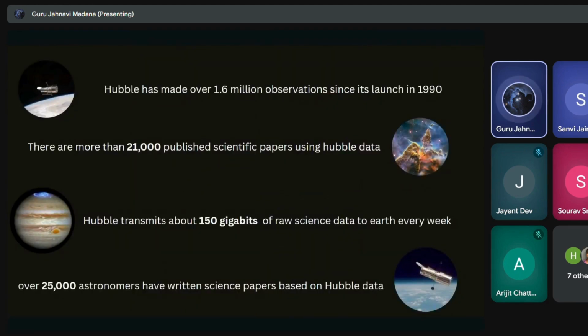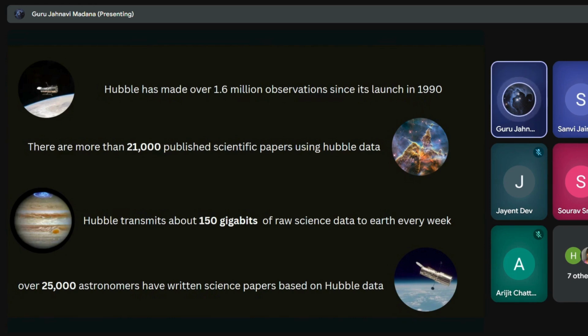Hubble has made over 1.6 million observations since its launch in 1990. There are more than 21,000 published scientific papers using Hubble data. Hubble transmits about 150 gigabits of raw science data to Earth every week. Over 25,000 astronomers have written science papers based on Hubble data. It proved the expanding universe theory. It measured the Hubble constant. It showed us stunning views of nebulae like the Pillars of Creation.